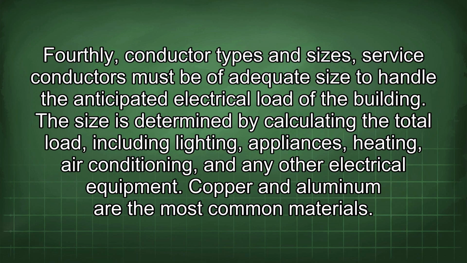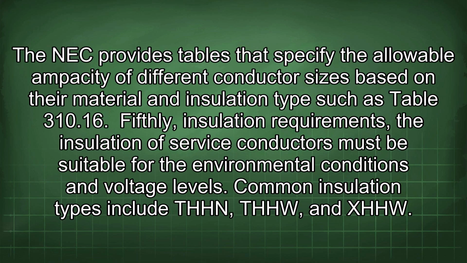Fourthly, conductor types and sizes. Service conductors must be of adequate size to handle the anticipated electrical load of the building. The size is determined by calculating the total load, including lighting, appliances, heating, air conditioning, and any other electrical equipment. Copper and aluminum are the most common materials. The NEC provides tables that specify the allowable ampacity of different conductor sizes based on their material and insulation type, such as Table 310.16.